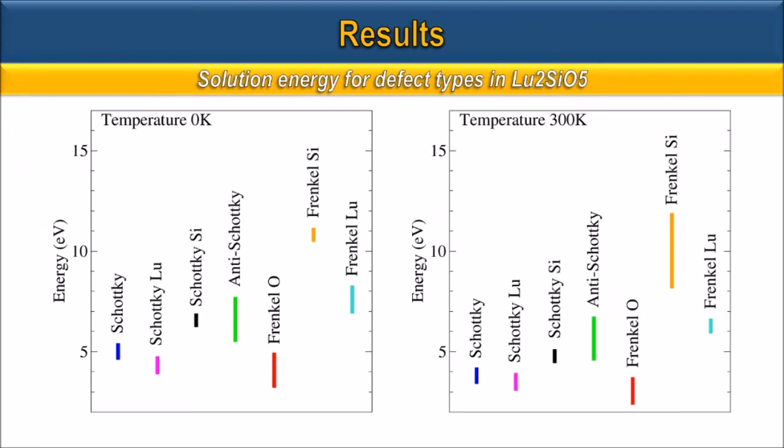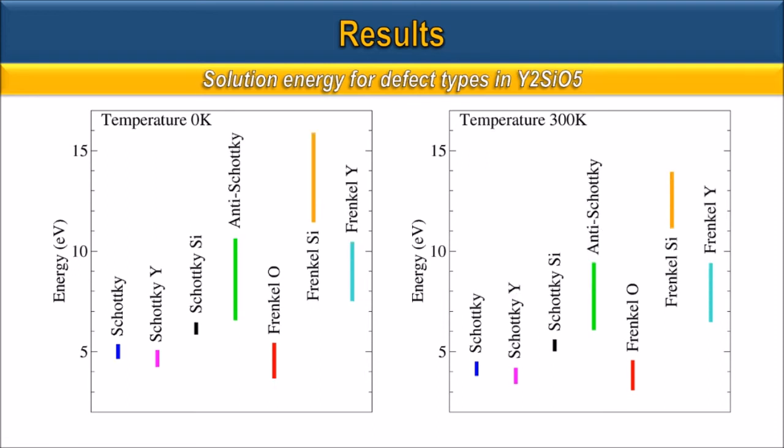These graphs show the range of the energies per defect for each type of unbound intrinsic defect in lutetium silicate. Results show that silicon Frenkel pairs have the biggest defect energy, while oxygen Frenkel pairs are the most favorable defect for both compounds at both temperatures. The same results were found for yttrium silicate.